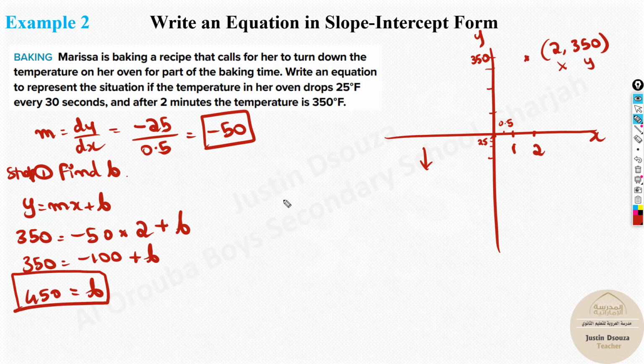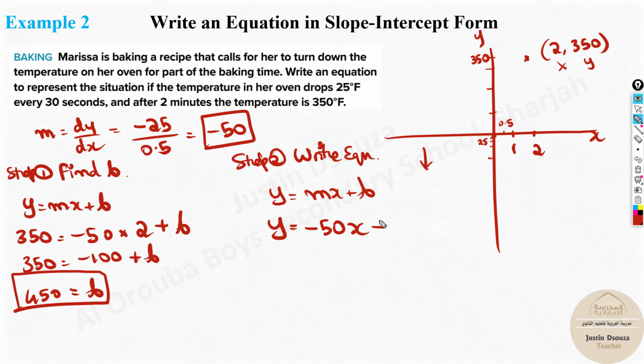All you need to do now is step 2, to write the equation. Write equation, EQN, short form. Now all you need to do is y equals mx plus b, that is the slope intercept form. Now what is y value? As it is, that's variable itself. M value is minus 50, x plus, what is b value? It is 450. This is the final equation.